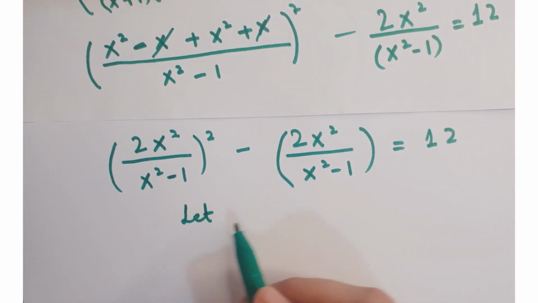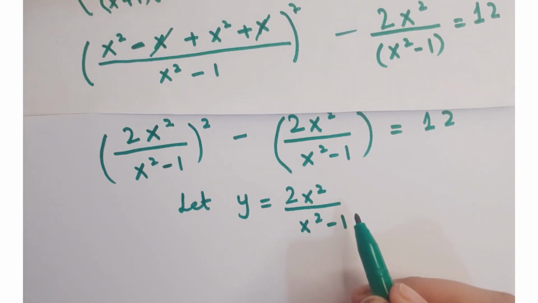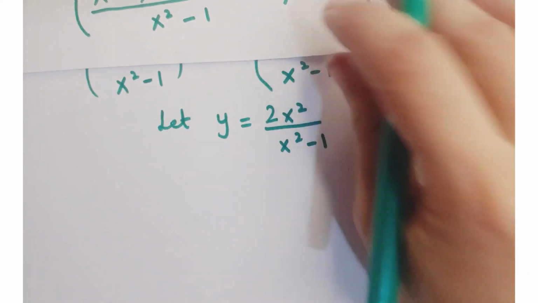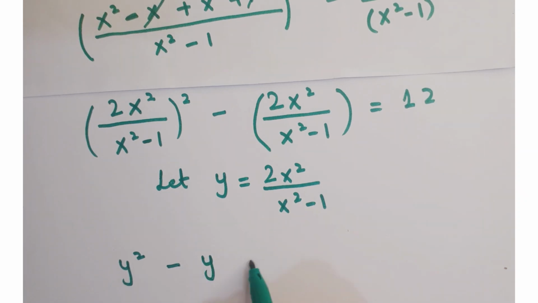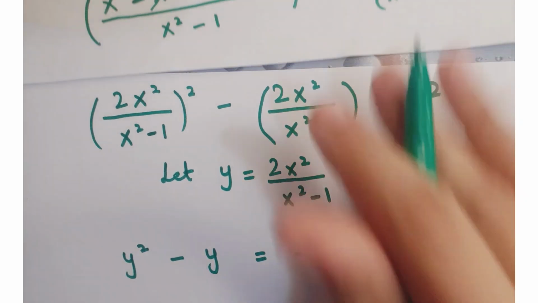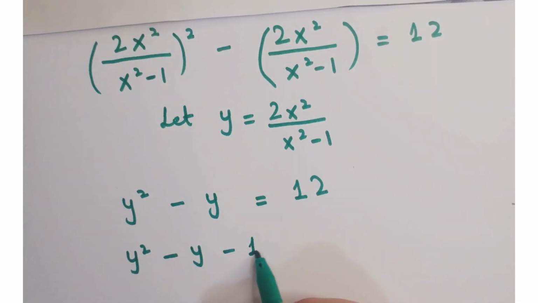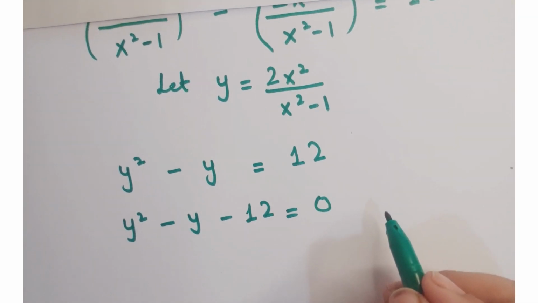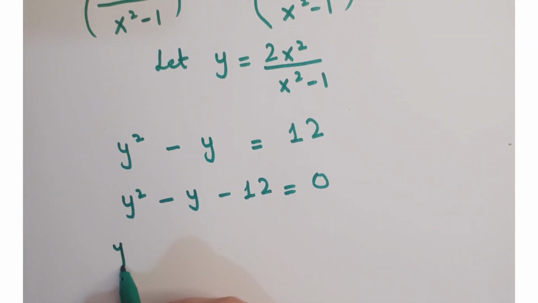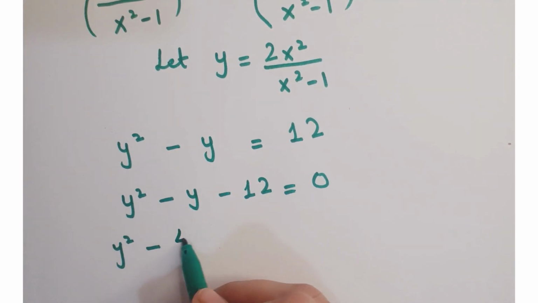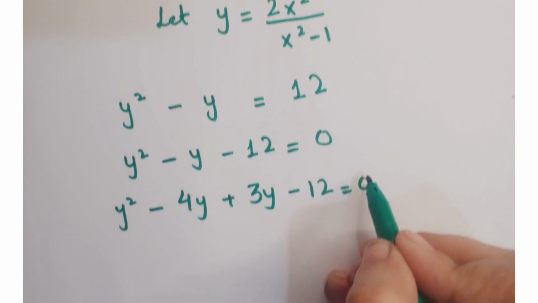Now let's assume that y = 2x²/(x² - 1). Now substituting this, you get y² - y = 12. Further, shift this 12 to the left hand side: y² - y - 12 = 0. Now this is a quadratic equation, so we can find its factors by breaking the middle term. So we can break this y as -4y + 3y: y² - 4y + 3y - 12 = 0.